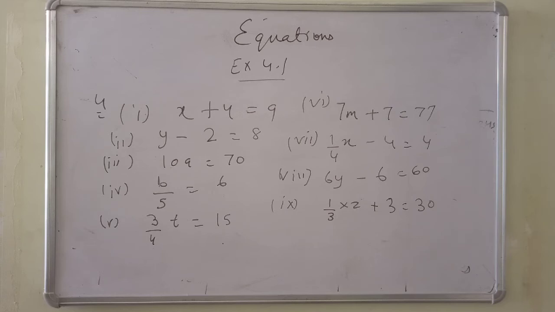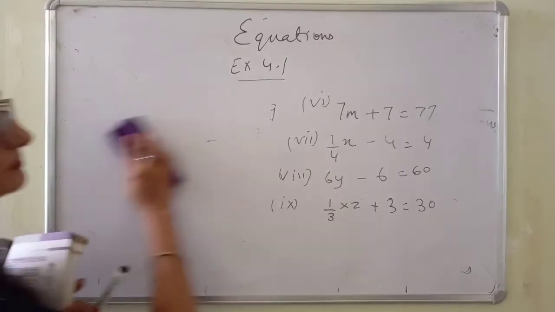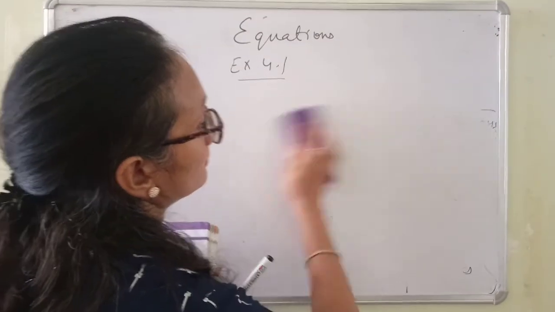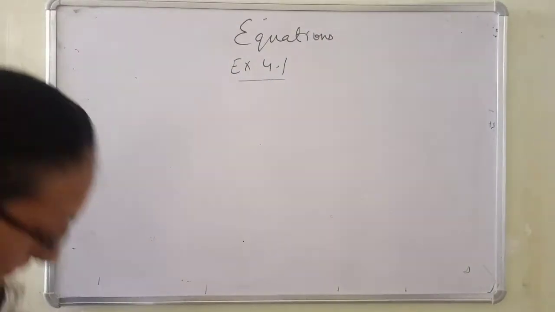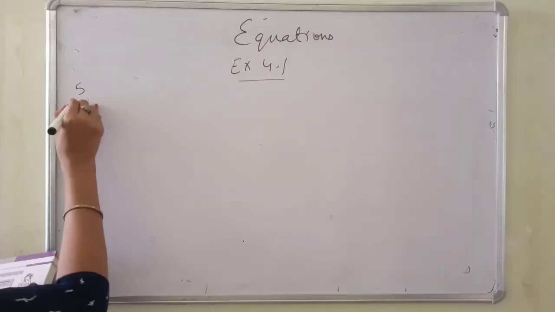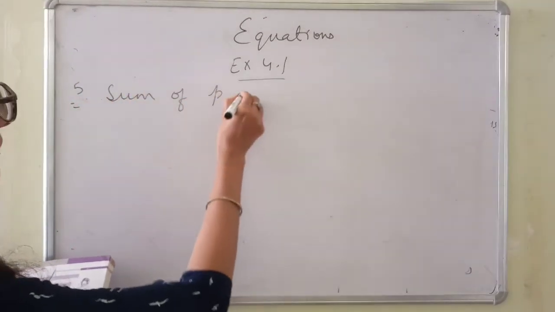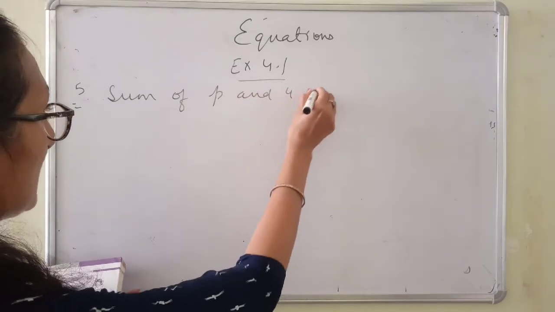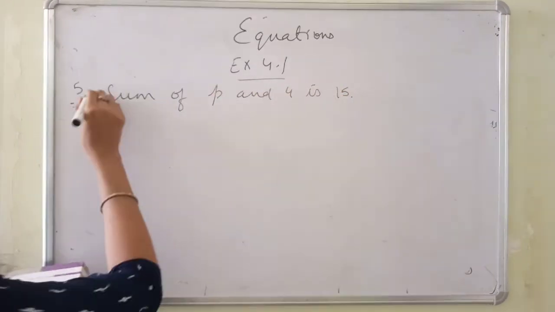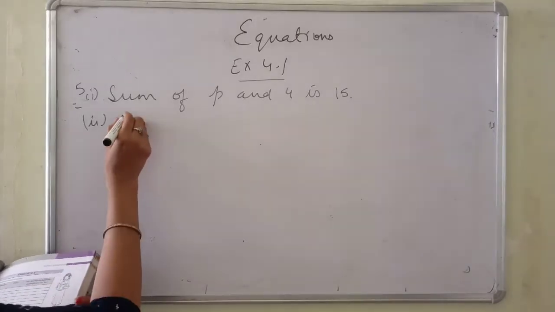Next question is the reverse of it. Equation is given and you have to write the statement form. First is p plus 4 is equal to 15. So, sum of p and 4 is 15. Second, m minus 7 is equal to 3.